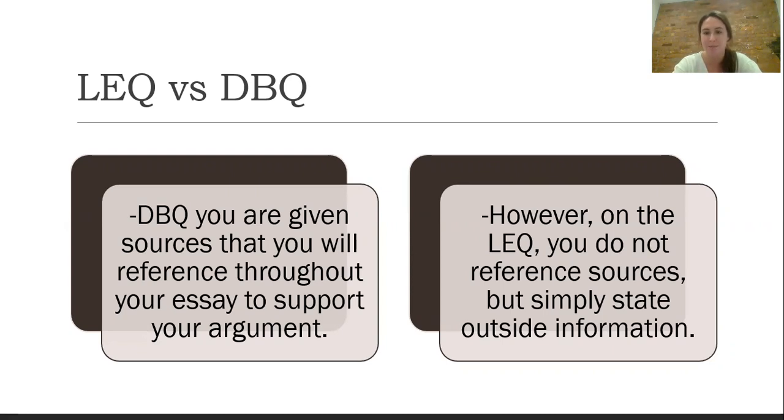says blank. However, the difference between the DBQ and the LEQ is you do not have sources for the LEQ. It is all outside evidence. So you will get the prompt, and then you will just answer it from outside knowledge that you've learned throughout the year. So you don't reference sources or videos in the LEQ, but you simply state outside information as facts that you know.